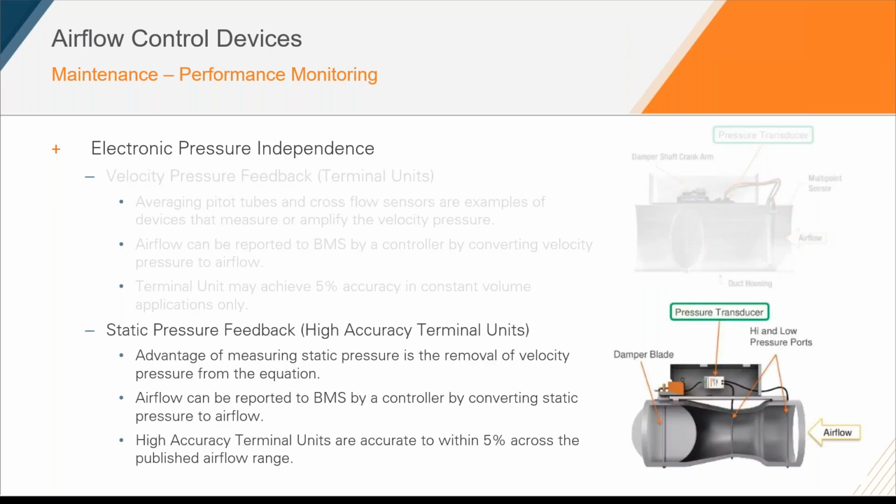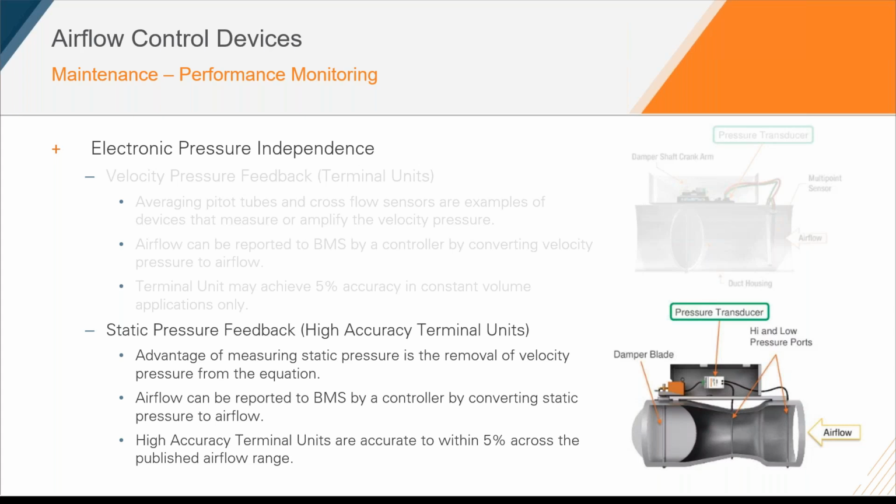On the other end, for a high accuracy terminal unit, we're going to highlight the static pressure feedback as a performance monitoring consideration. So again, the advantage of measuring static pressure is the ability to remove velocity pressure from the equation. We talked about velocity pressure being a little bit more sensitive to fluctuations in the duct. It's going to require more laminar flow. So in this case, it's the same idea. We're going to have a controller measure the static pressure, calculate airflow from that static pressure, and then go ahead and report it to the BMS.